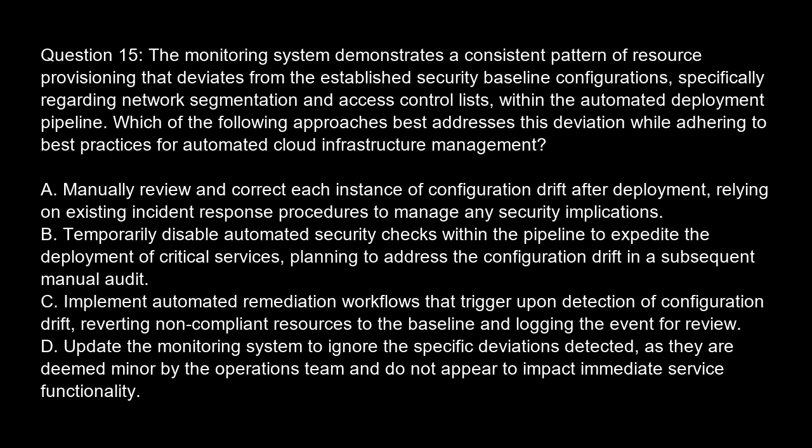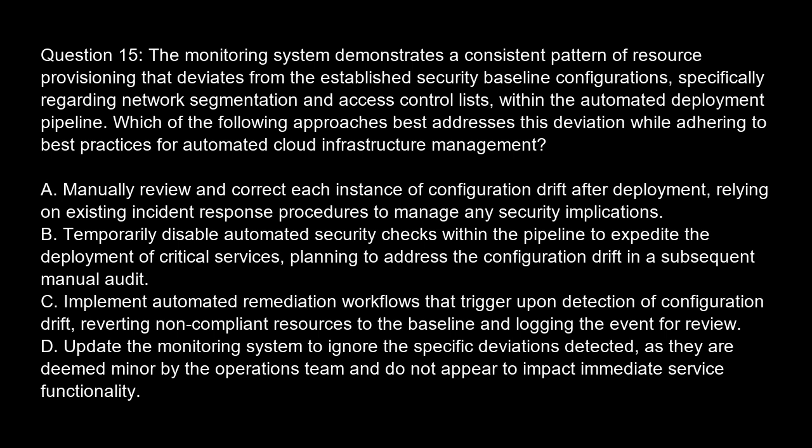Question 15. The monitoring system demonstrates a consistent pattern of resource provisioning that deviates from the established security baseline configurations, specifically regarding network segmentation and access control lists within the automated deployment pipeline. Which of the following approaches best addresses this deviation while adhering to best practices for automated cloud infrastructure management? Option A. Manually review and correct each instance of configuration drift after deployment, relying on existing incident response procedures to manage any security implications.